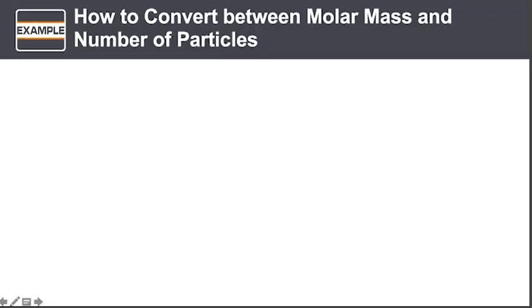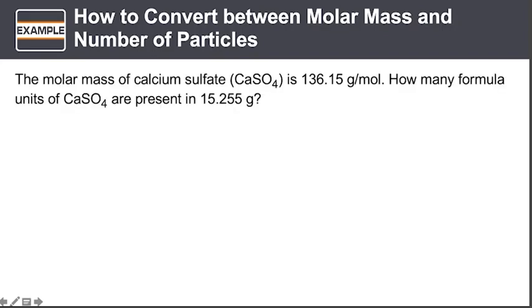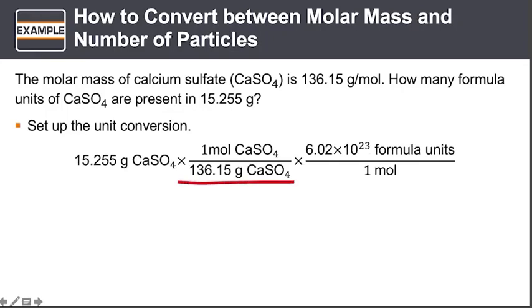If you know the molar mass of a compound, you can convert between sample mass and number of particles. Let's look at an example. How many formula units of calcium sulfate are in 15.255 grams? First, set up the unit conversion. We know that 1 mole of calcium sulfate is 136.15 grams, so let's multiply that by the 15.255 grams of calcium sulfate from the problem and by the number of formula units per mole.